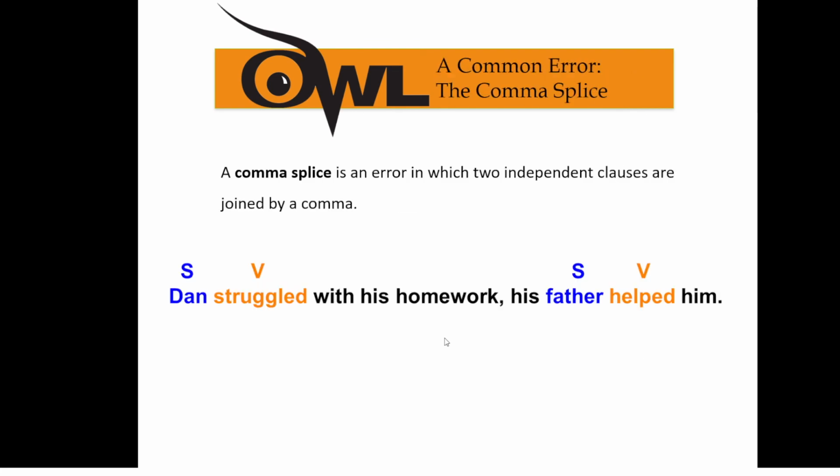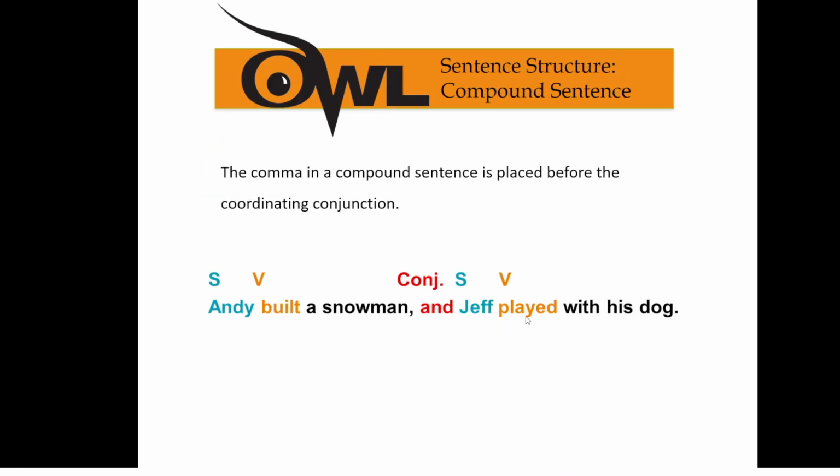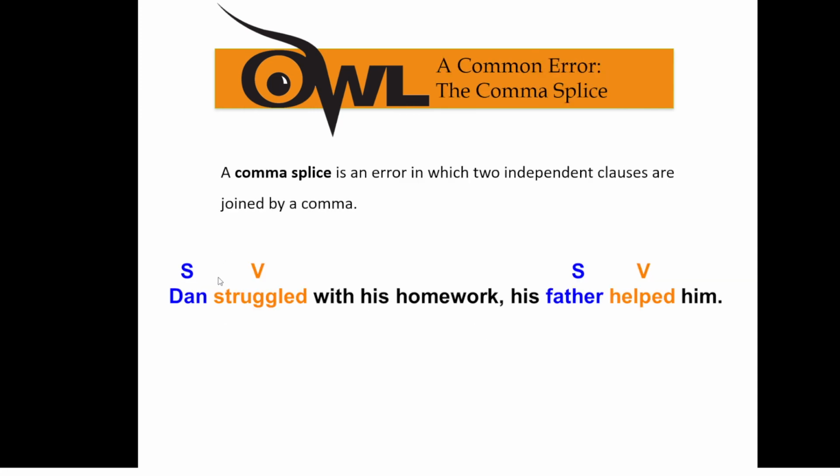But remember, way back at the start of this video, we talked about coordinating conjunctions as helping us put two independent clauses together, right? So a comma splice is basically when you put the comma, but you don't put the coordinating conjunction, okay? So: Dan struggled with his homework, comma, his father helped him. That's a comma splice. Right here, we would want one of our seven FANBOYS, right?